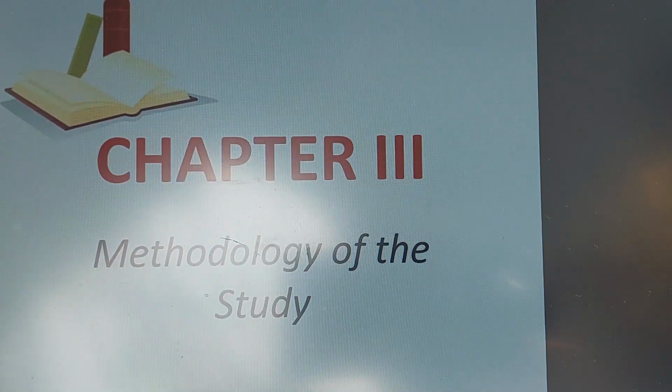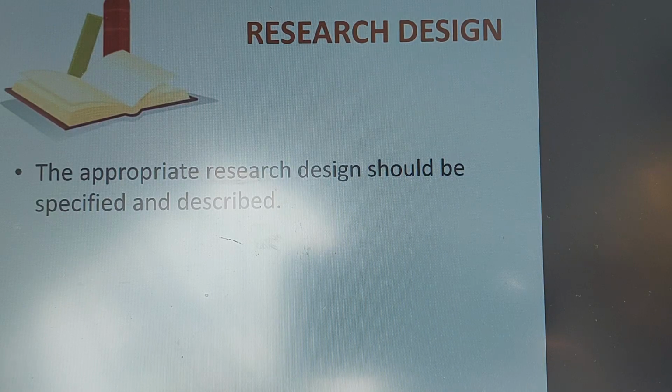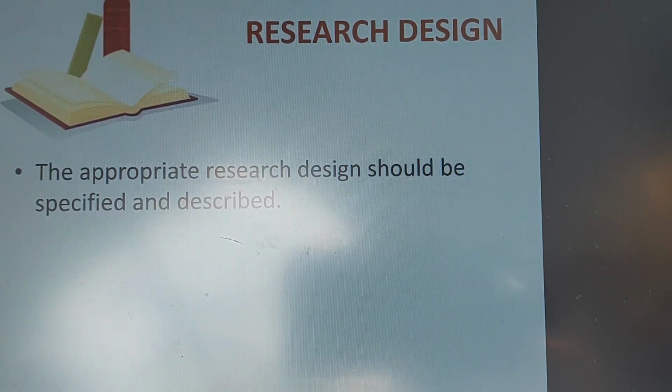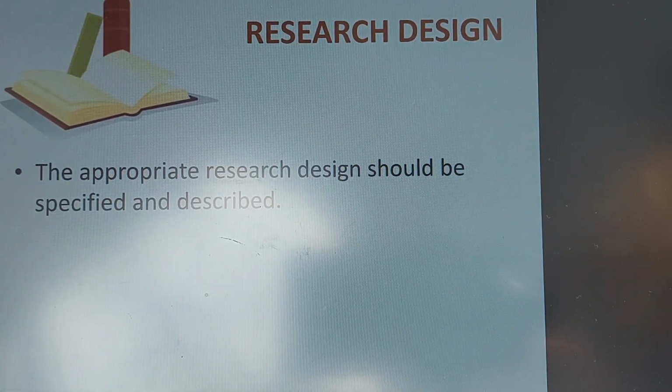Then in chapter 3, this is more on methodology, or the methods you use in your research. What about the methods used in your research? First, under methodology is the research design. The appropriate design should be specified and described. So, what research design will you use? Correlation, descriptive correlation, descriptive studies. So, it's up to you.